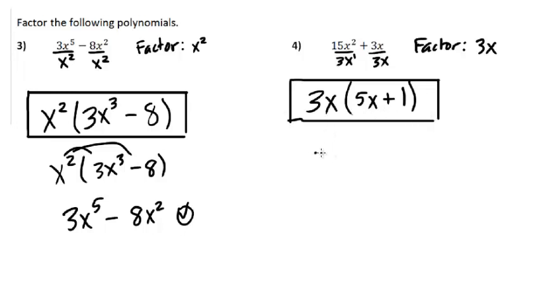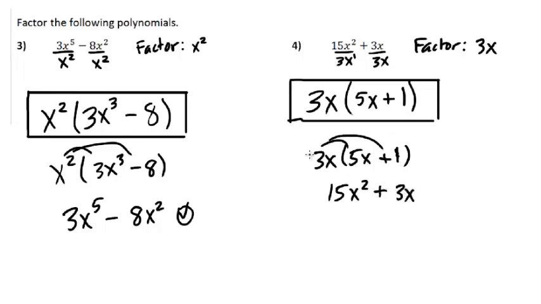And let's double check, okay? This is a super easy one to double check. So 3x times 5x plus 1, it's a 1. We distribute, like our warm-up problems. 3 times 5 is 15, x times x is x squared, 3x times 1 is 3x, and we are adding. Both of those are positives. And that's exactly what we started off with, so we know we're good.